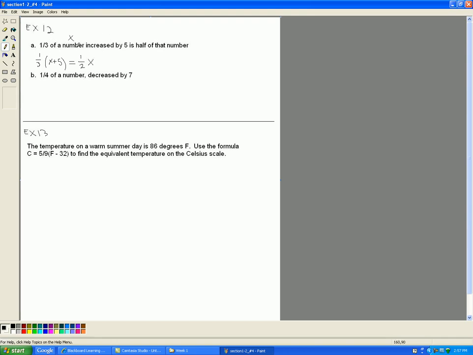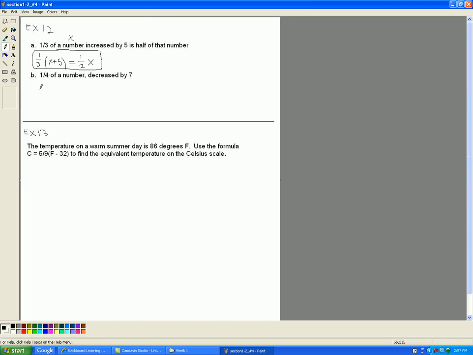And by working through it, using the tables that they've given us and the words, what they mean, we can get a nice algebraic expression. Actually, this is an equation because there's an equal sign. So that one's done. The next one is 1/4 of a number decreased by 7. This is just going to be an expression. They're not asking us for an equation here, just an expression.